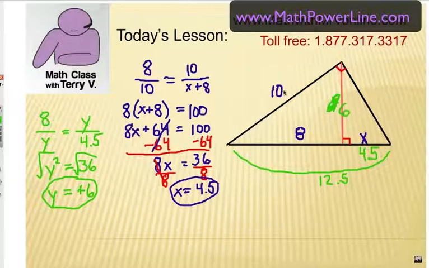Now, I know that the leg here is 10, the entire hypotenuse is 12.5, and I could use the Pythagorean theorem to find the third side, this missing leg. I could also use the Pythagorean theorem with this smaller triangle here. One leg is 6, the other leg is 4.5, and I can find the hypotenuse there of the smaller triangle.